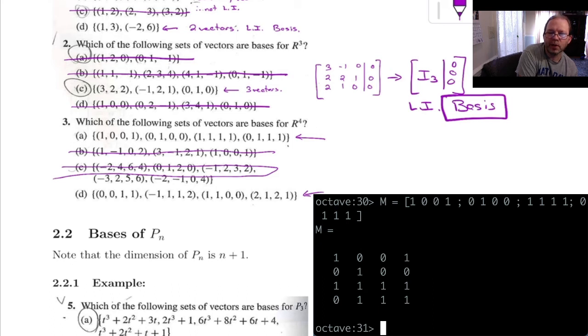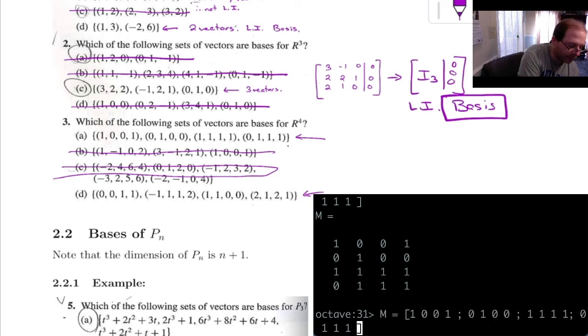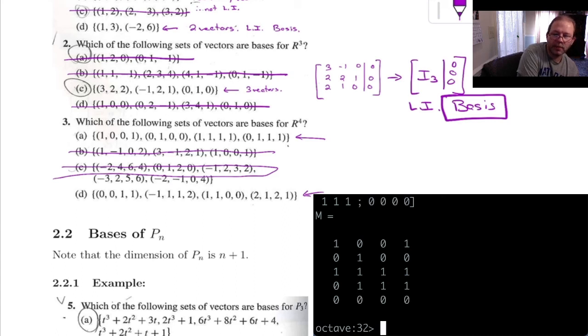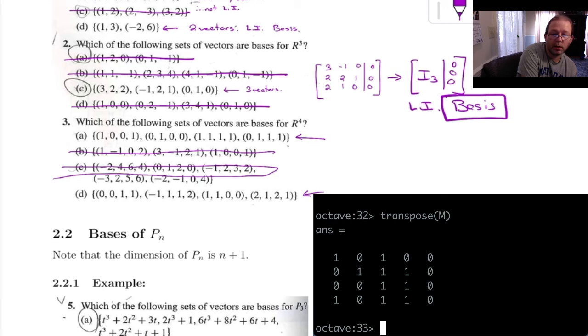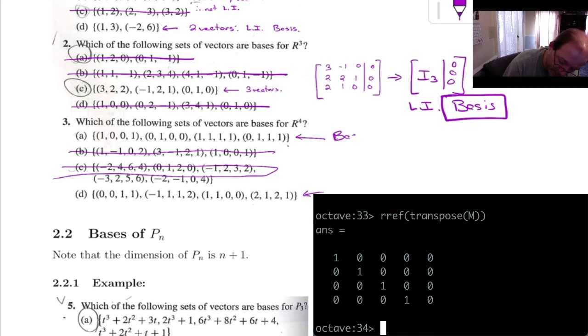I entered this in, but I put each vector as a row instead of a column. I'm going to add some zeros to it, and then I'm going to look at the transpose of that. Okay, so that's the matrix that we want. Let's take the reduced row echelon form of it. When I row reduce that, I get the identity. So this is a basis of R4.